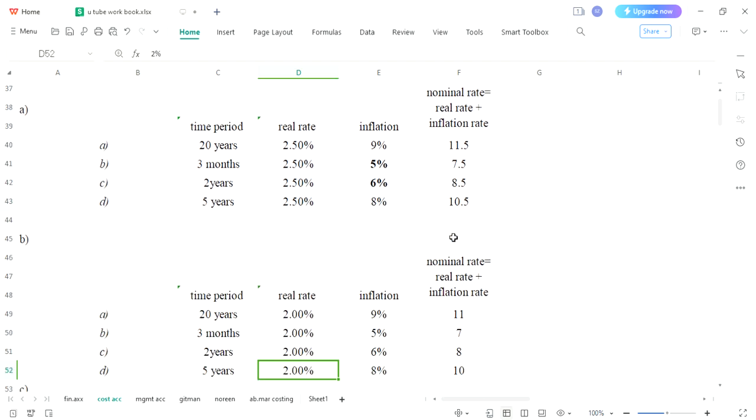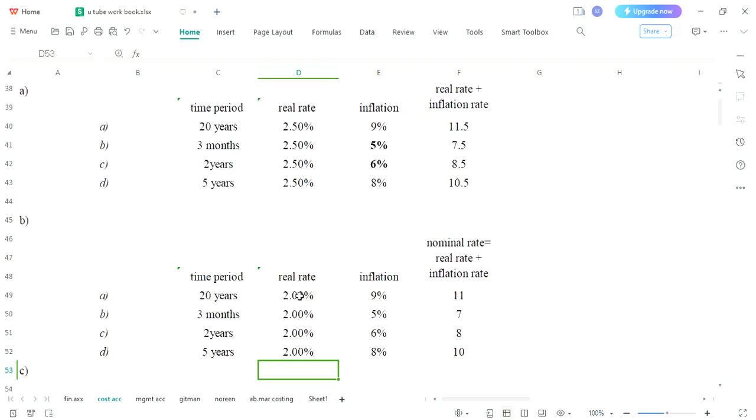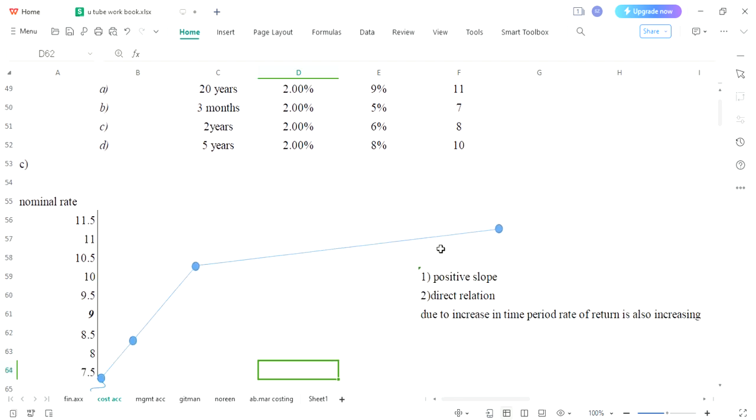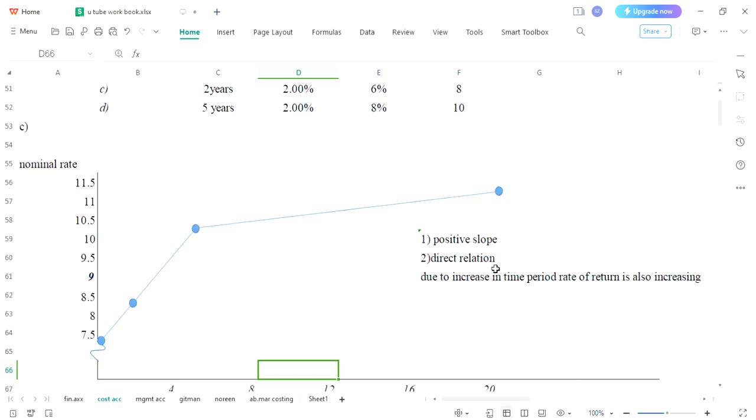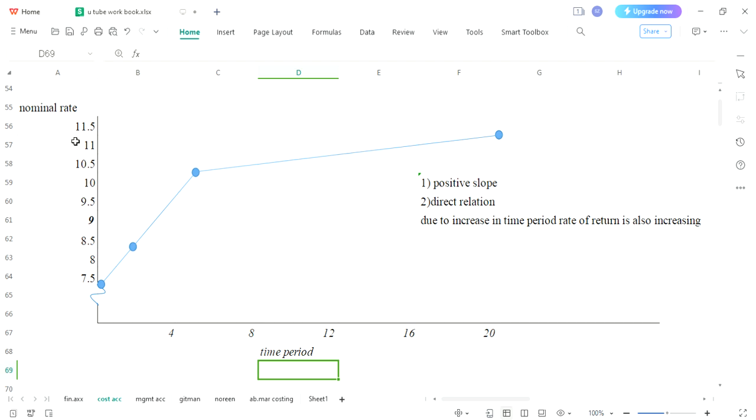And secondly, the impact of changes in the real rate. This was for requirement B. Your real rate has changed, due to which your nominal rate also changed. Then in part C, we created a graph of the relationship between time period and nominal rate, where we learned that as you increase your time period, your nominal rate increases.